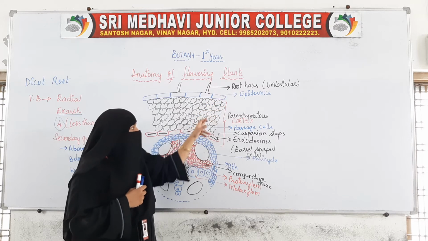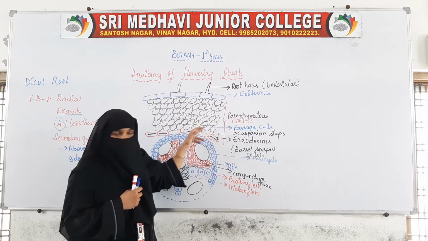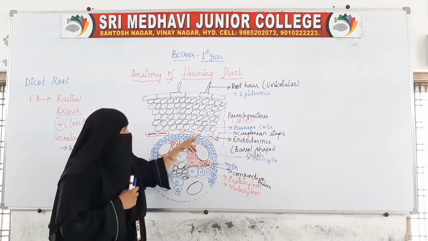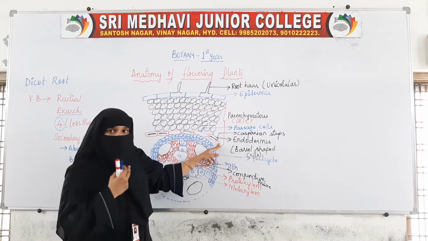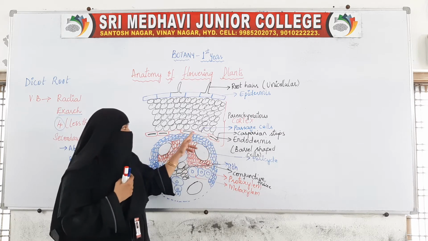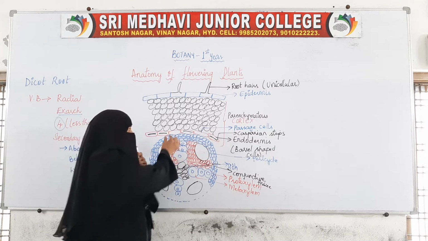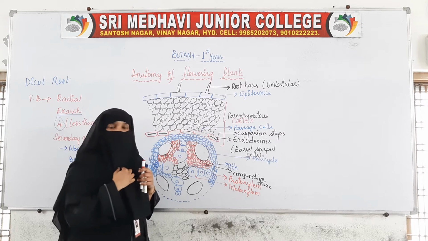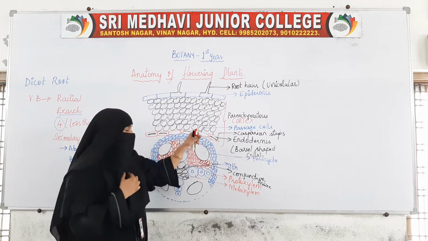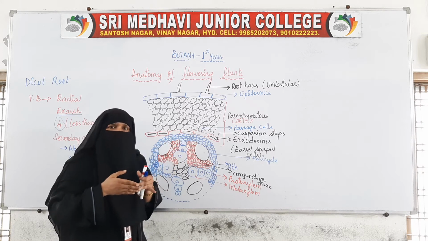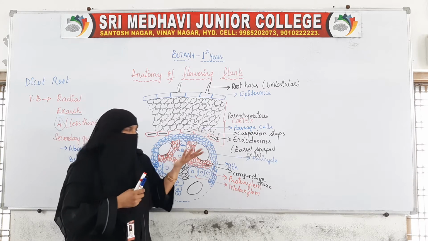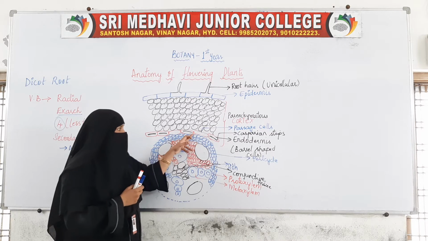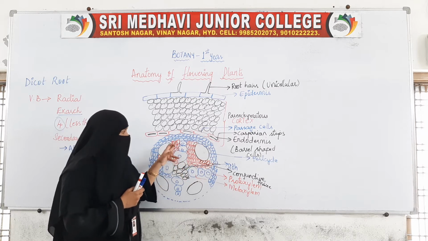Below this epidermis, we have the parenchymatous cortex. Below the cortex, a layer of endodermis with Casparian strips is present. In between the Casparian strips, there are a few cells where the Casparian strips are not present. Those are called passage cells, for the passage of water and substances.